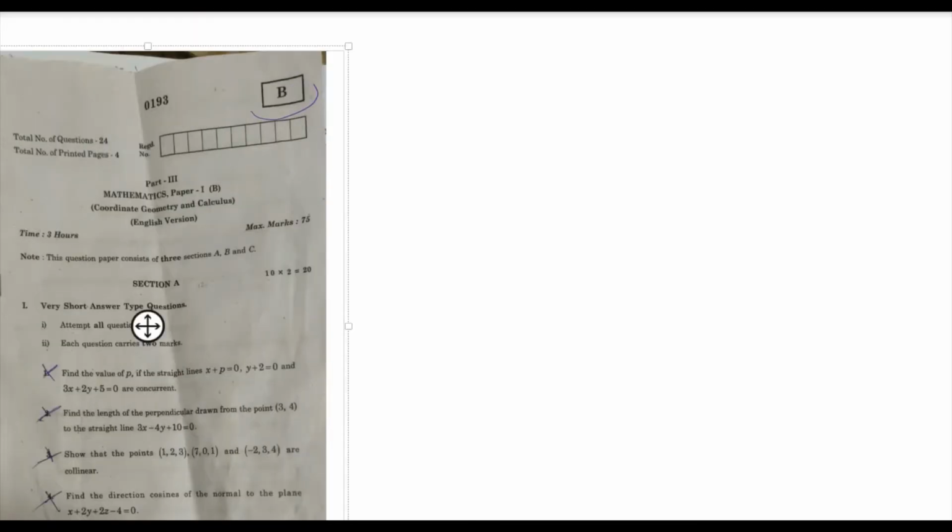2020 Telangana Intermediate Maths 1B paper. This is set B. This set here is set B. Section A, first question.